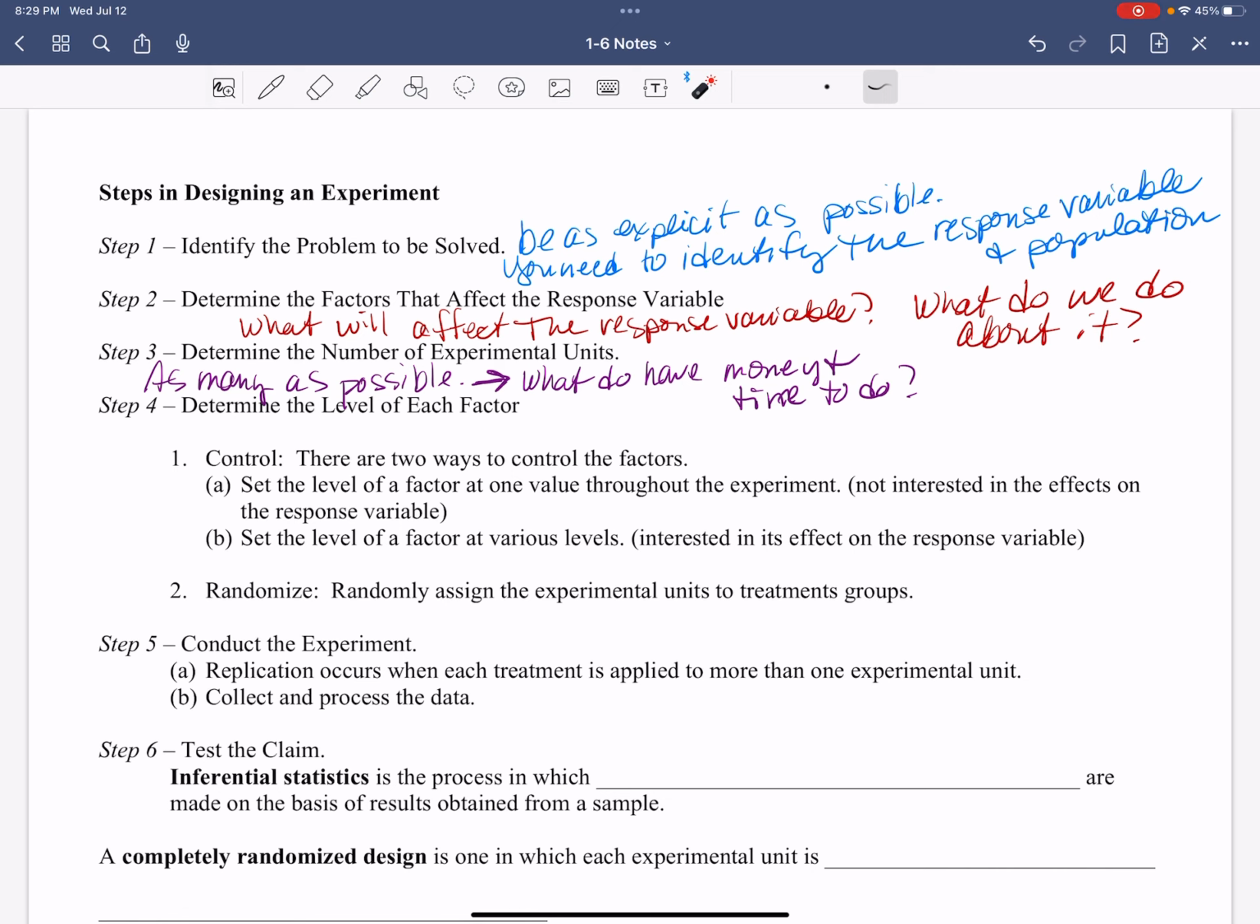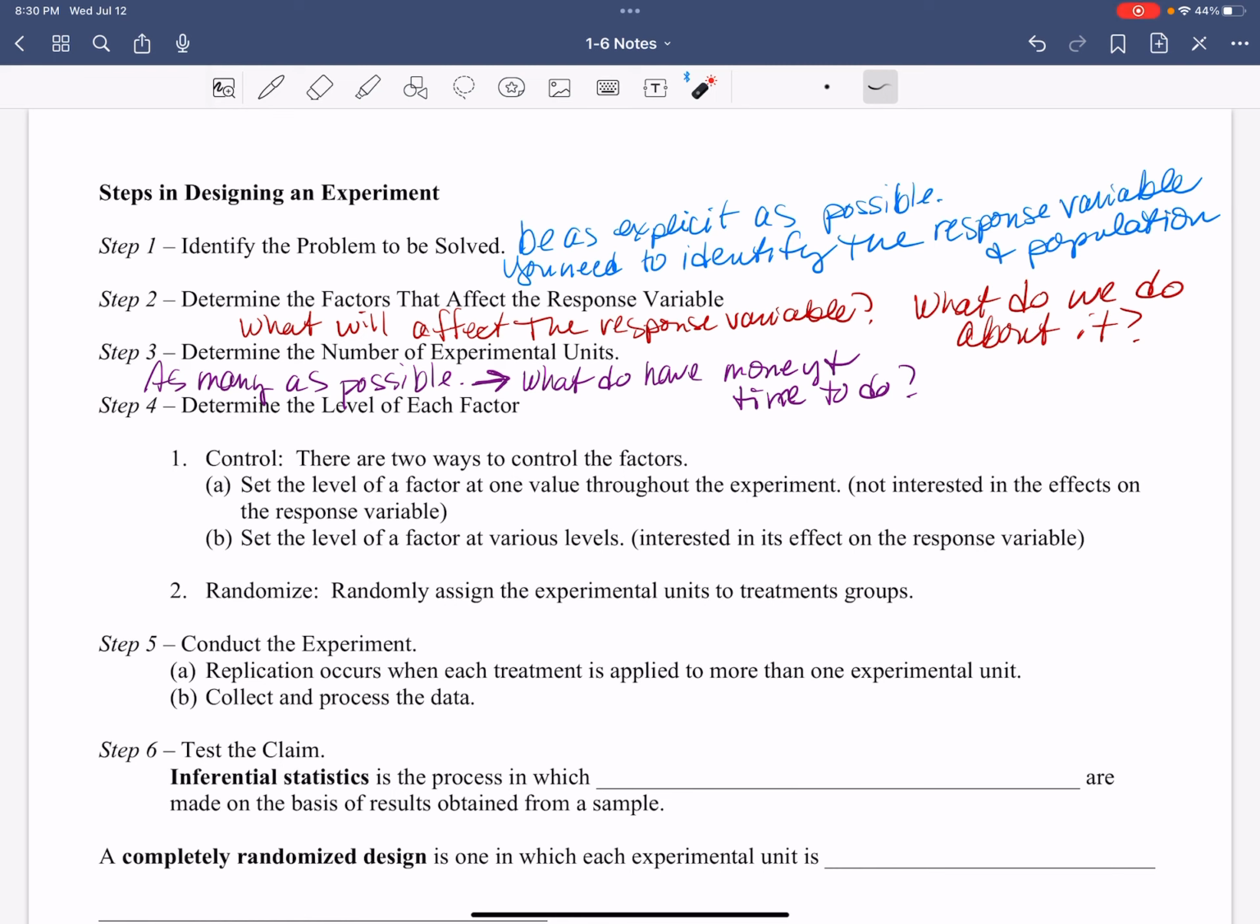You can randomize, which is randomly assign the experimental unit to treatment groups. Like if I don't need something that is specific that we're going for, then you can just work totally random if I don't have to worry about it being controlled. All right. Then, so that's step four, set it up.